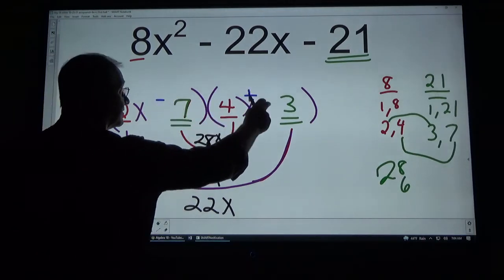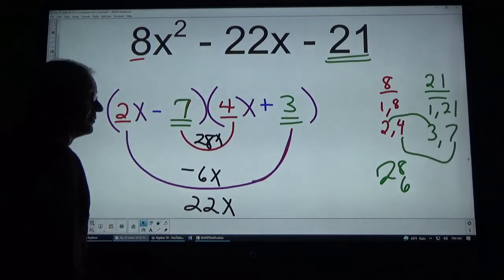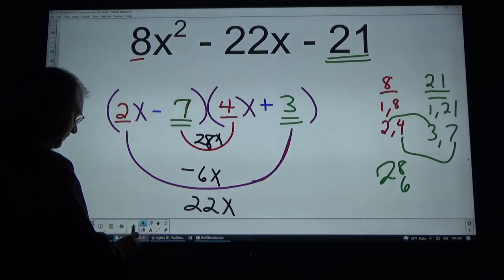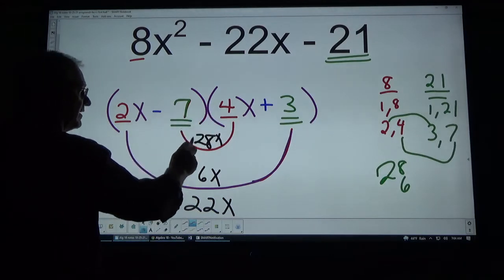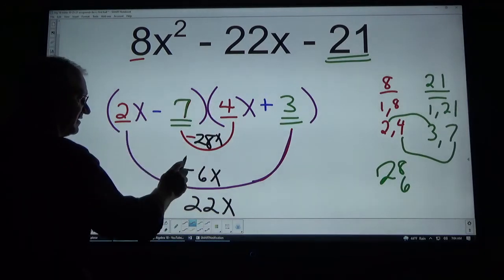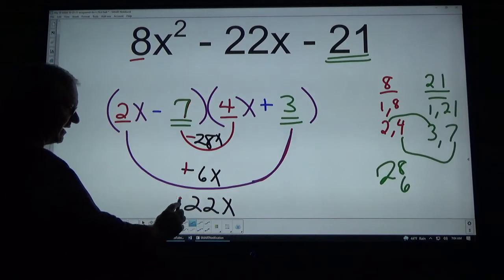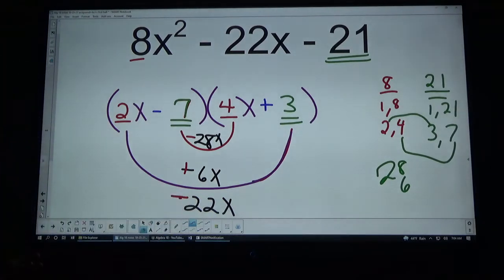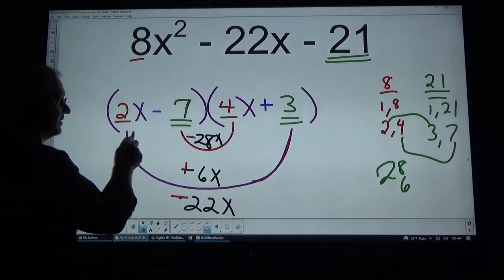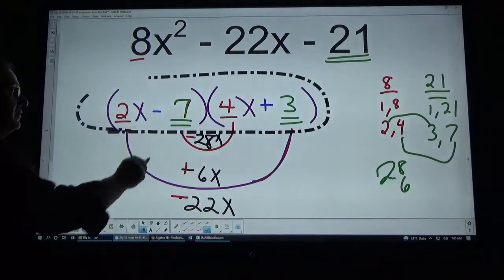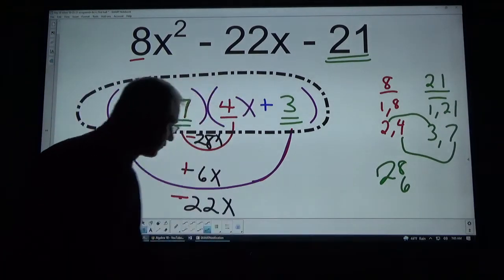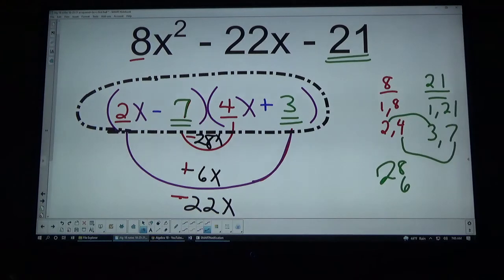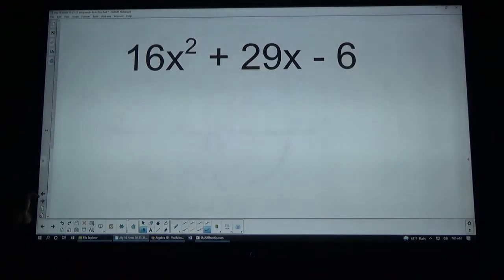Swap the signs. Right number, wrong sign, swap the signs. Because what you're going to get now, negative 28x, positive 6x is going to give me a negative 22x. Now I have the one I want. So my final answer here, 2x minus 7, 4x plus 3. All right, there's our final answer.